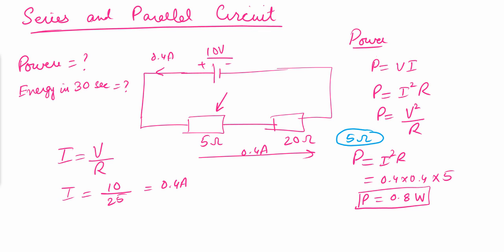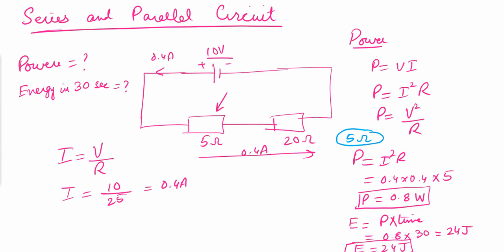So the power dropped across this resistor is 0.8 watts, and now the energy is basically equal to power multiplied by time. This is the formula for the energy. So power is 0.8 and time is 30 seconds. So we'll just multiply the power with 30 and we'll get the total energy spent. So that total energy will be equal to 24 joules. So I'll write E equals 24 joules that is being spent across this resistor.